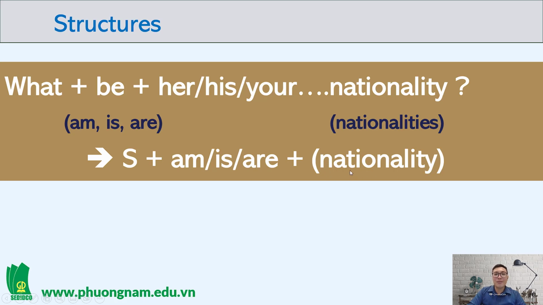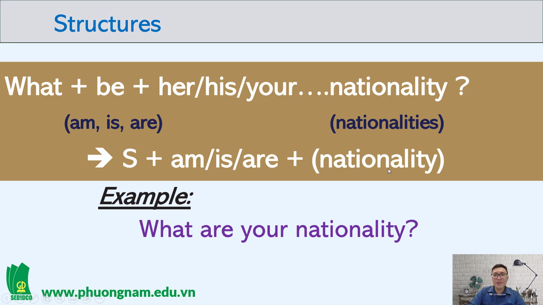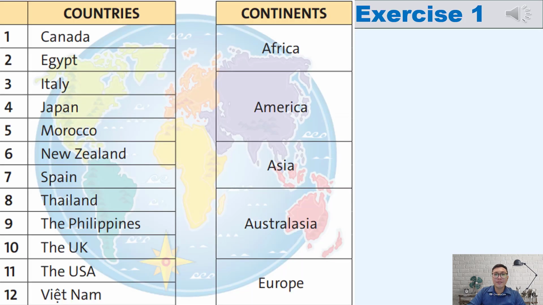Let's look at example. What are your nationality? I'm Vietnamese. Now, let's practice with me. On the left, we have the countries. We have 12 countries. And on the right, the column here, we have the continents. Continents.